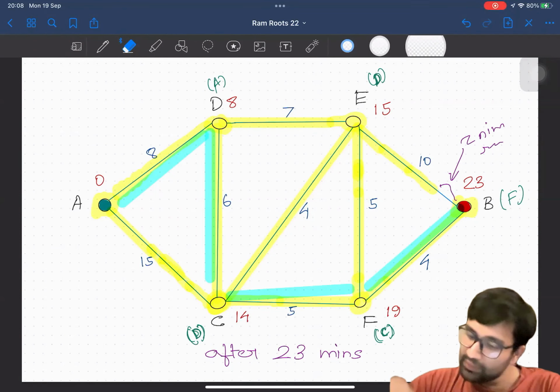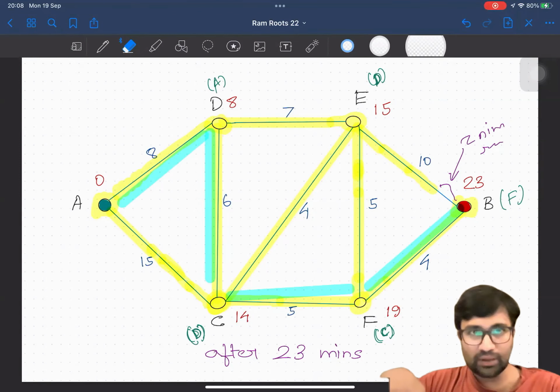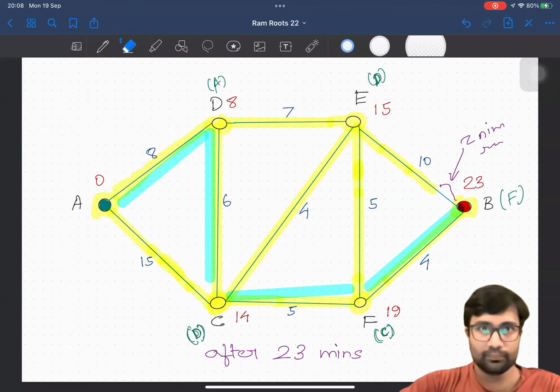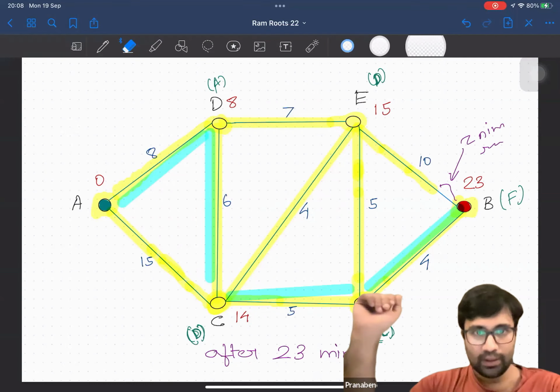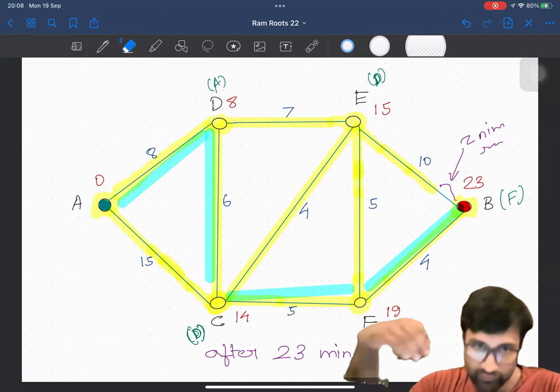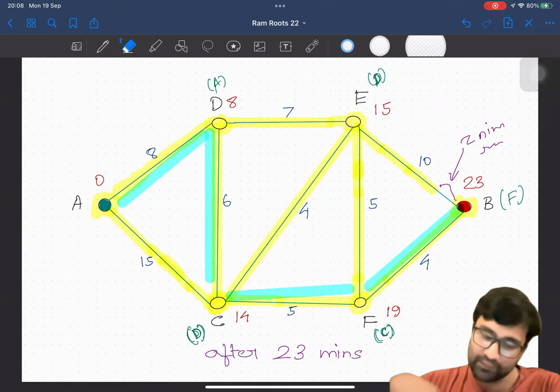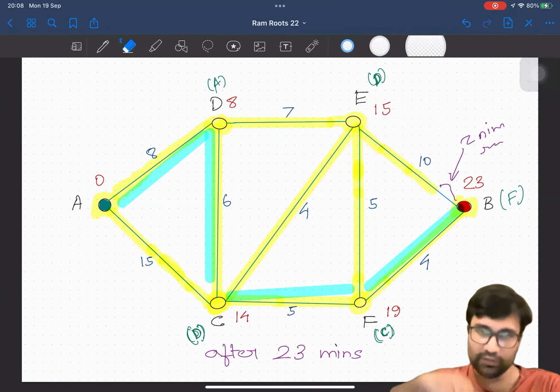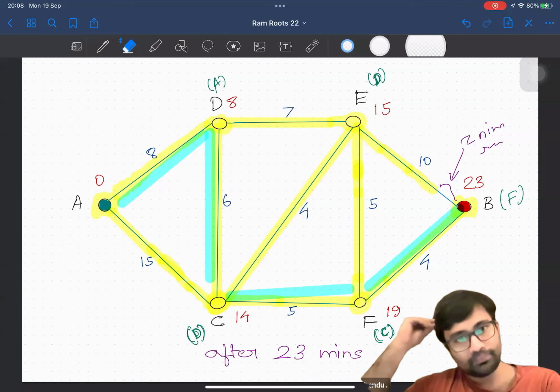And this 23 minutes is the shortest amount of time it takes to go from A to B. Right? Plus, if we keep track of how the fire is spreading, we can use that information to find out the path that the fire takes from A to B, right? The fastest path from A to B.